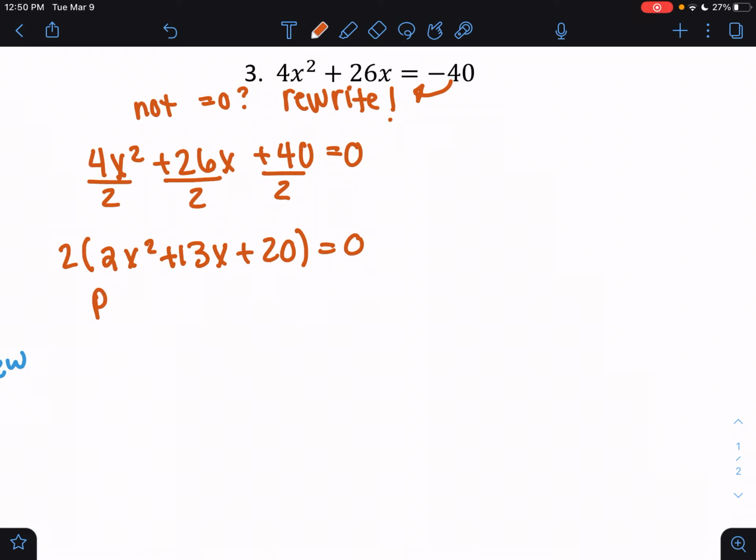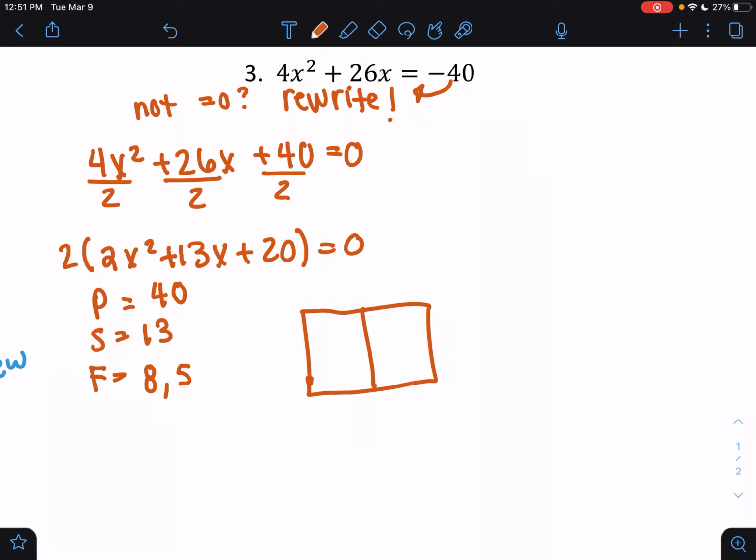And then we want to do our product, our sum, and our factors. So we have 2 times 20, which is 40. Our sum is 13. And our factors are going to be 8 and 5. So I'm going to transfer this over into the box.